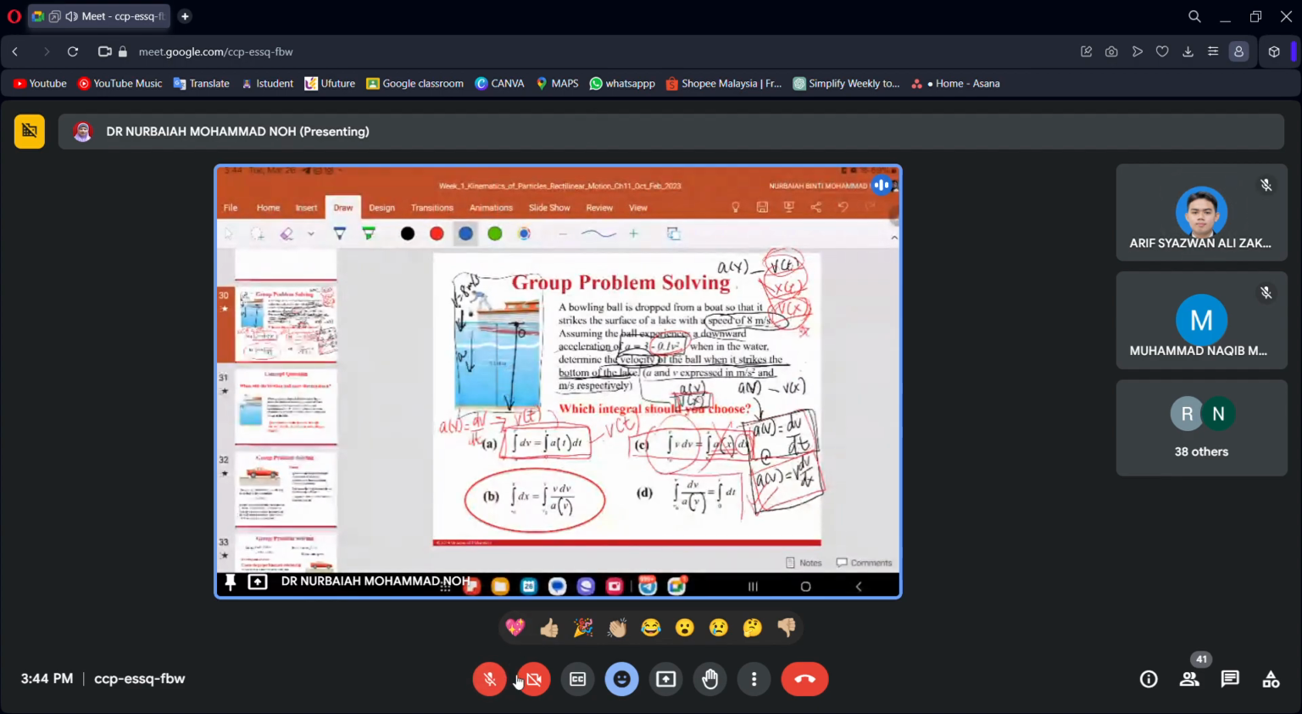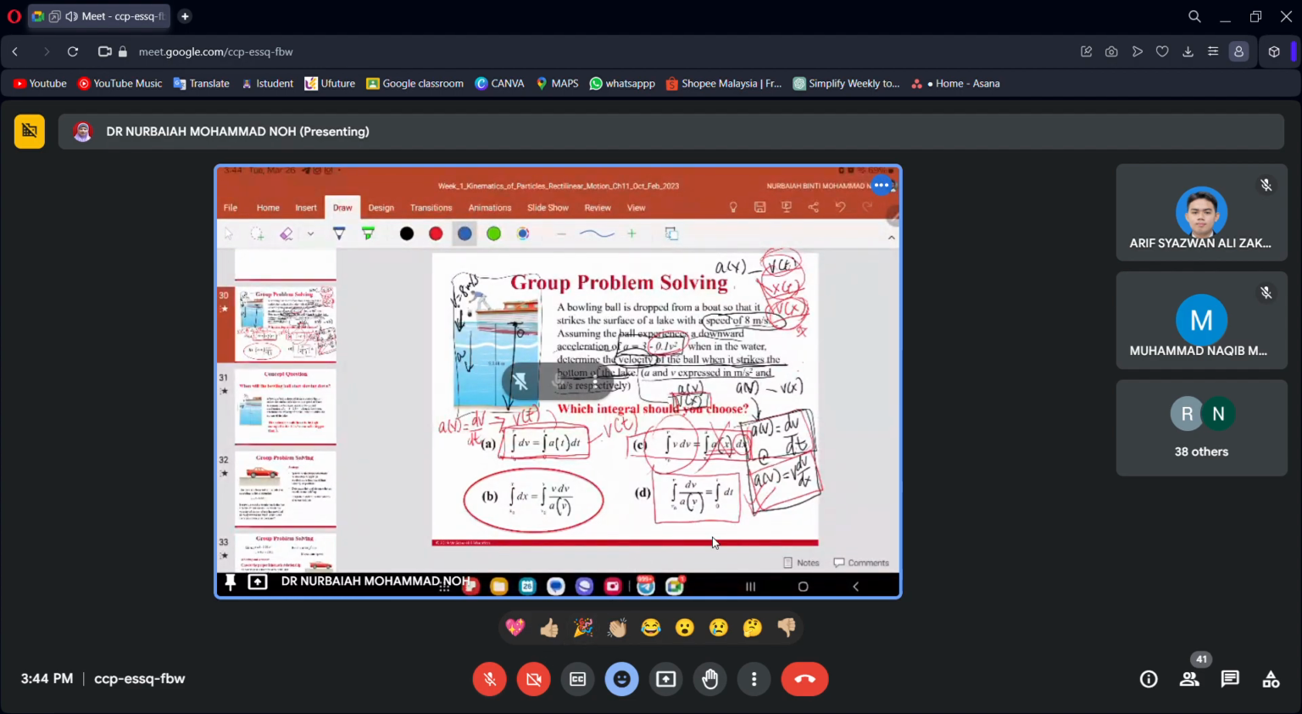Okay, yang ni pula. Kenapa salah? Yang ni pun sama tadi. Apa kesilapan dia sebenarnya? Ini sepatutnya bukan a(t). Dia kena a(v). So jawapan dia sepatutnya sama ada B ataupun D. A dan C salah sebabnya a function tu tak ada kaitan dengan problem ni. Problem ni a tu dalam sebutan v. Yang ni a dinyatakan dalam sebutan t. So salah lah.